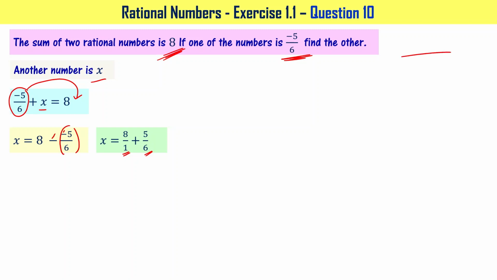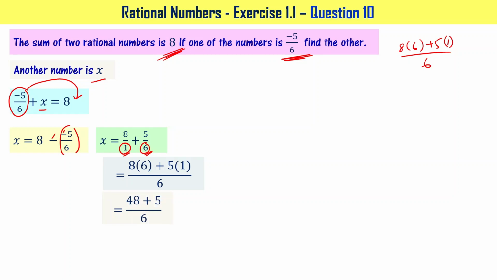Their LCM is 6, right? Now let me write 8 times LCM 6 divided by 1 is 6, plus 5 times LCM 6 divided by this 6, that is 1, right? So 8 times 6 plus 5 times 1 divided by 6, that is going to be 48 plus 5 divided by 6. This is 53 divided by 6, right? So to answer the question, the other number is 53 by 6. When you add 53 by 6 to minus 5 by 6, what you get is 8 as the answer.